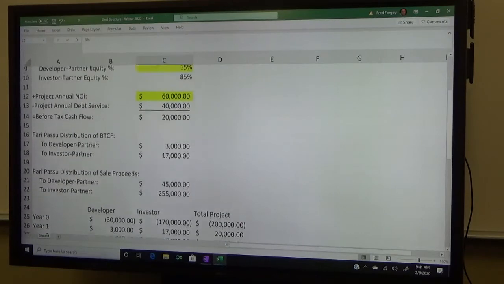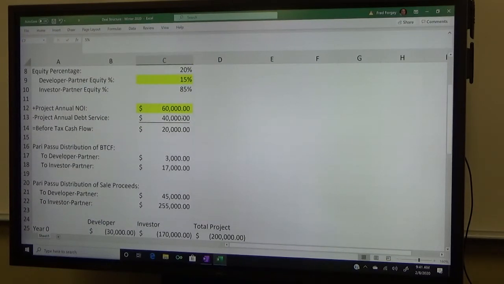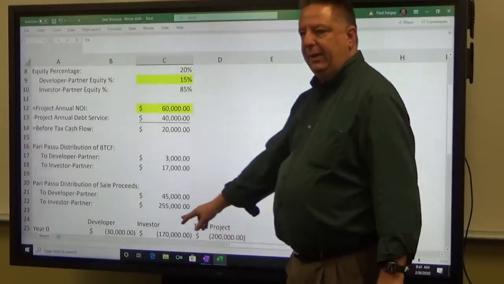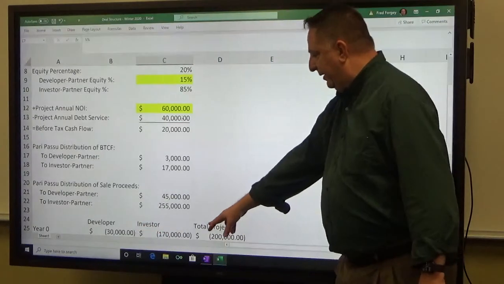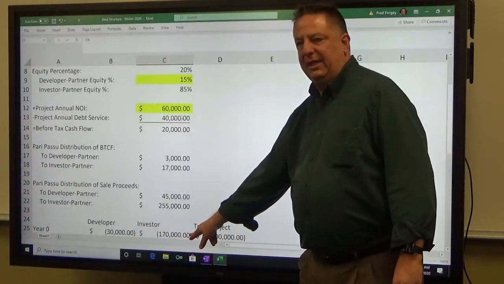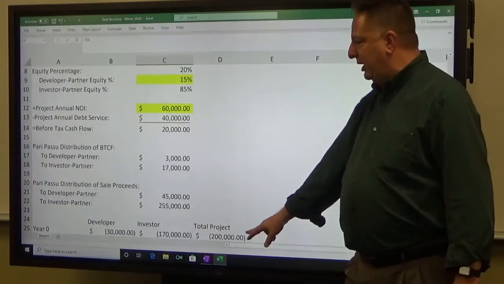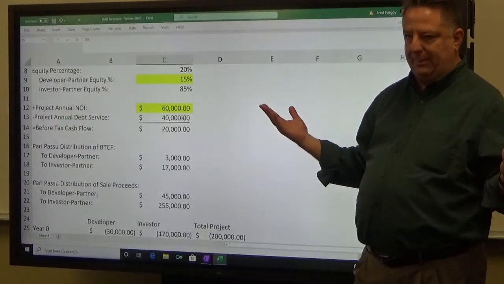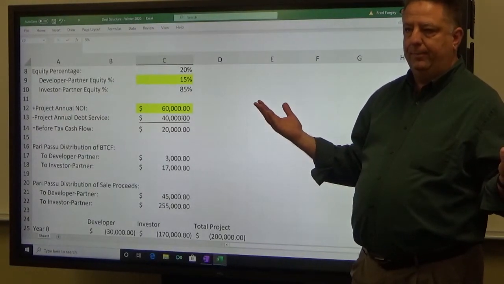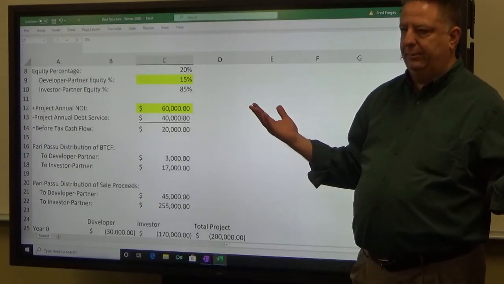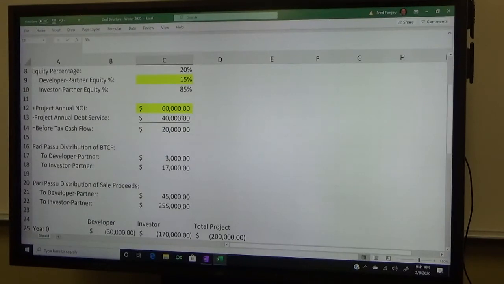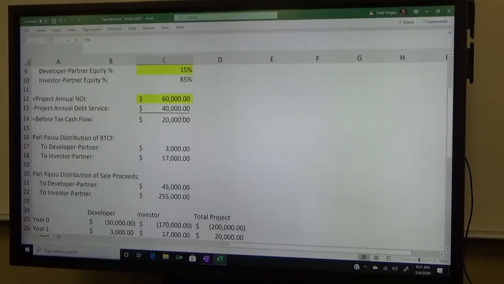What do you see in year 0? On your sheet, on the board here. You see the developer's 15% is 30,000. The investor's 85% was 170,000. The total project equity was 200,000, or once again, 20% of the total million. Does that make sense? Yes or no? Yep. Does everybody see the connection there? It's really important that you see that connection. So that's where the equity piece is coming from.